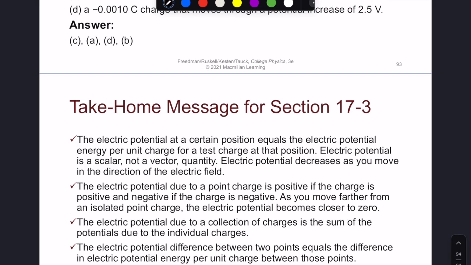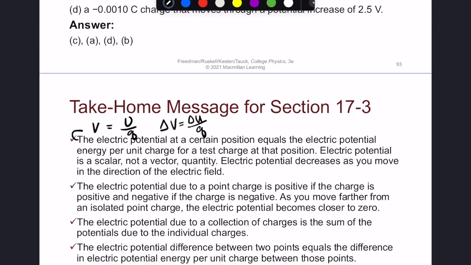So we wrap up this section, and it's a really good time to review because we've thrown a bunch of equations at you and they all kind of sound the same, and they all kind of look the same. So let's review. The electric potential at a certain position equals the electric potential energy per unit charge for a test charge at that position. So what is that sentence saying? It's saying that V at a certain position equals the energy at that place per unit charge, right? And we just saw in the previous example that the change in potential equals the change in potential energy over unit charge.